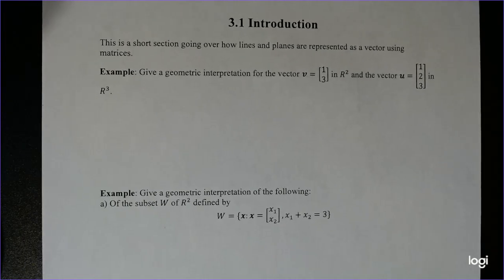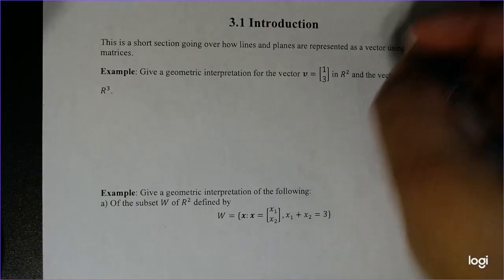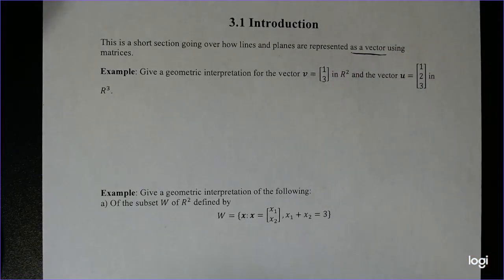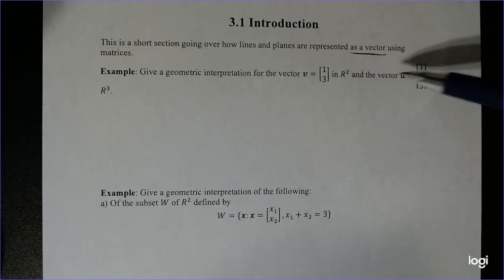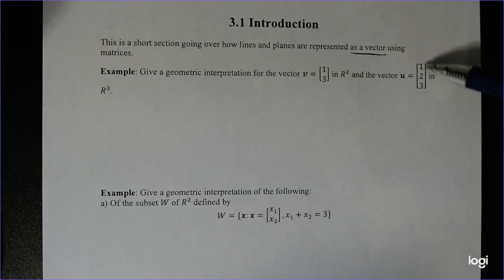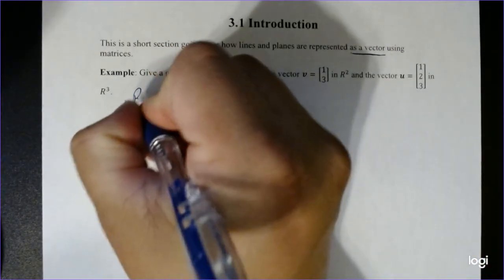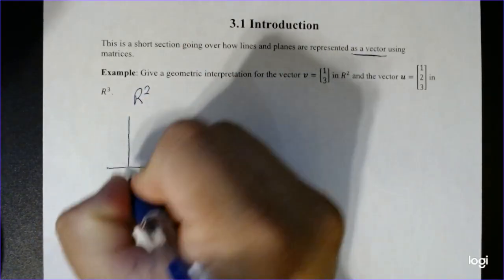Okay, so this is a brief introduction of what each one represents in matrix formats and especially in vector format as well, of planes and lines. So we want to give a geometric interpretation of the vector (1, 3) in 2D and a vector u in 3D, meaning (1, 2, 3) in R3. So the first one's easy, right? It's just simply the xy plane.